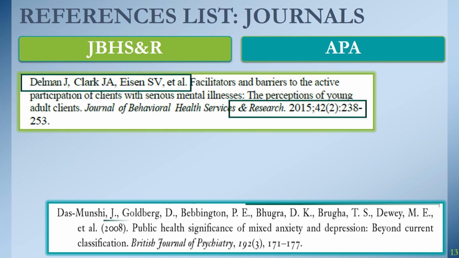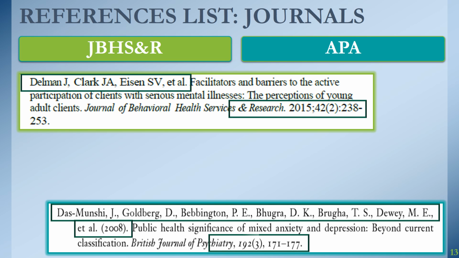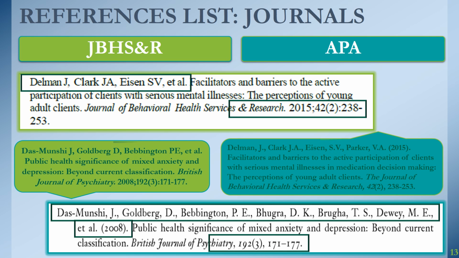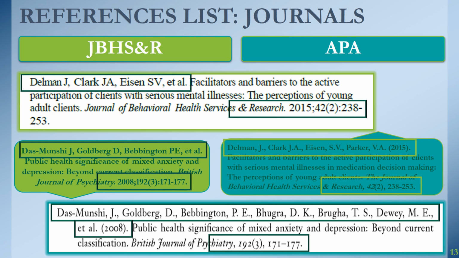Now let's bring up a sample journal citation in APA style. Again, I've highlighted the formatting of the author names, the publication date, and the volume, issue, and page numbers. Now, since we are learning, I also wanted to show you each of these examples in the opposite citation style so that you can see how to convert a citation from APA to JBHS&R and vice versa. The lime green box is our APA citation in JBHS&R referencing style, and the teal green box is our JBHS&R citation in APA referencing style.